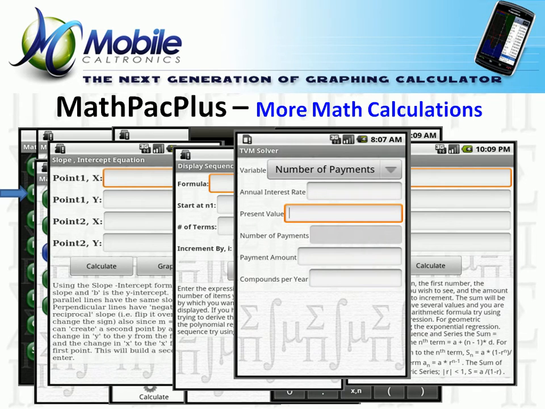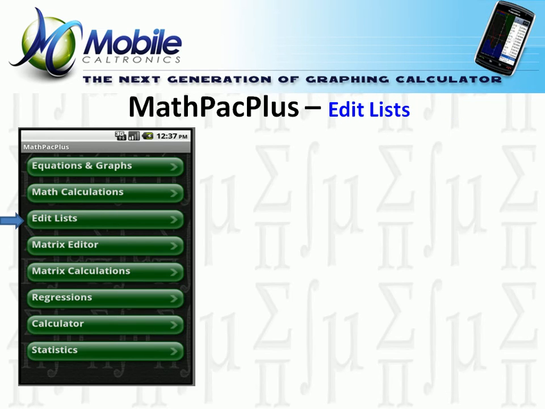I've also added a TVM solver for those of you taking finite math or a business math, so you can solve for annual interest rate, present value, number of payments, payment amount, or compounds per year. It also has its full screen of on-screen help.